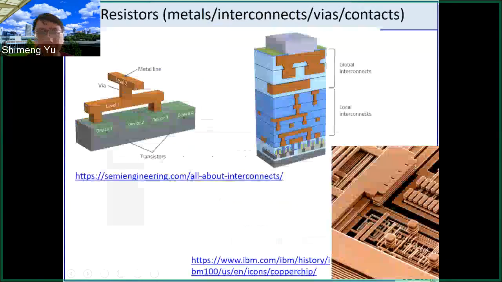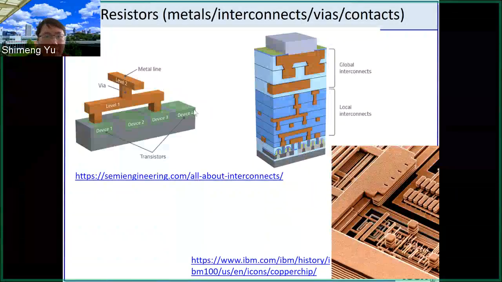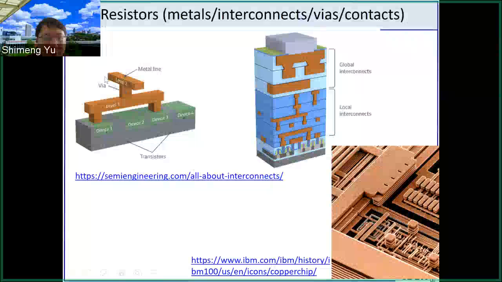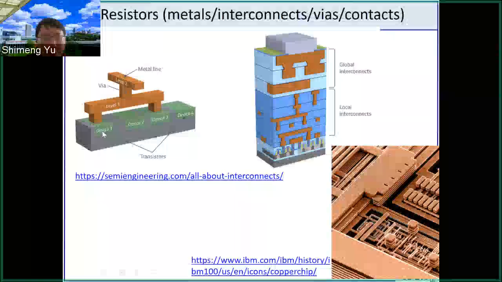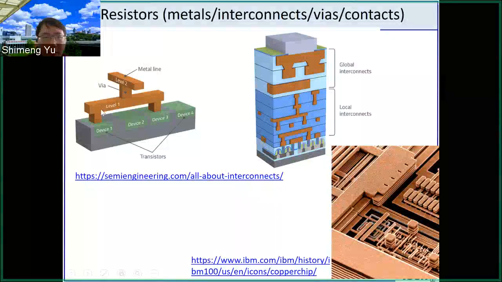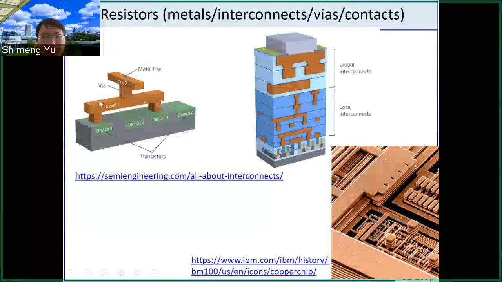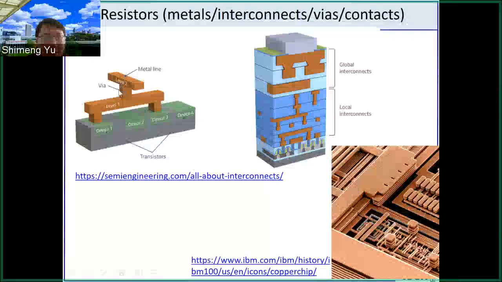All right, so let's talk about the resistor on the integrated circuit chips. As we discussed in the introduction, the device components, like the transistors, are built on the silicon substrate. And then we need to connect different devices through wires. Those wires are made of metal, and we call the connections interconnects. Those metals will be connecting different devices through this kind of routing network.